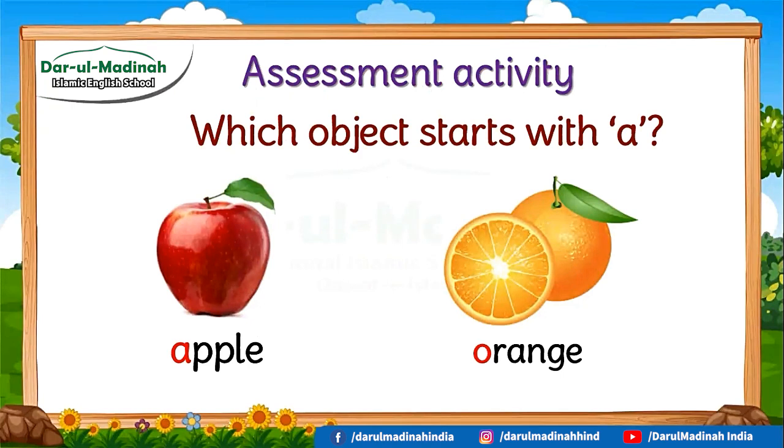Now, dear students, can you tell me which object starts with A? There are two objects. Point to the object that starts with the sound A. Point your finger to the object that starts with A. Yes, you are right. This is apple. It starts with A. A apple. Good.